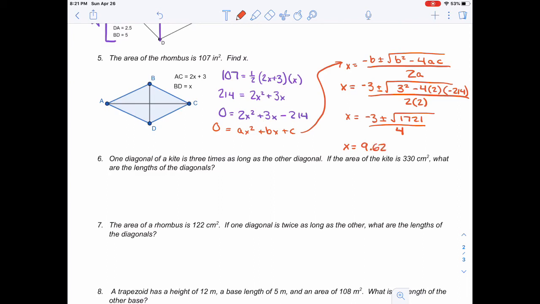If we do the negative 3 plus the square root all over 4, we're going to get 9.62. And then when we subtract it, we're going to go ahead and get negative 11.12. But remember, since one of our side lengths actually is just equal to x, we definitely can't have that negative number. So our final answer is just going to be that 9.62.